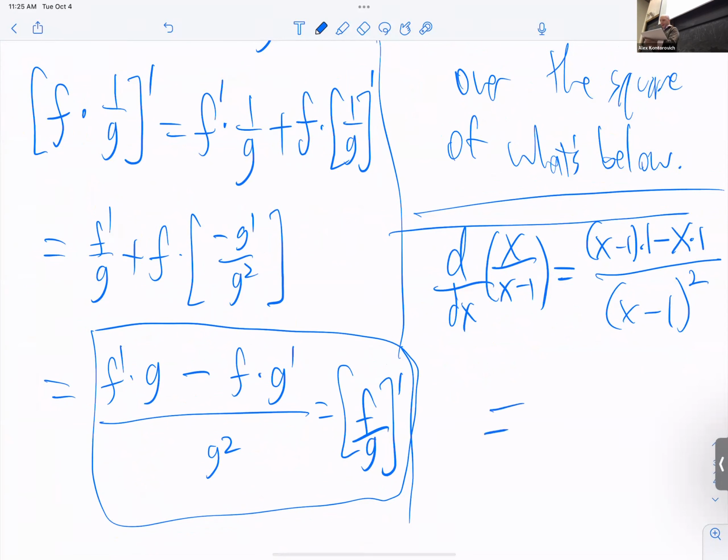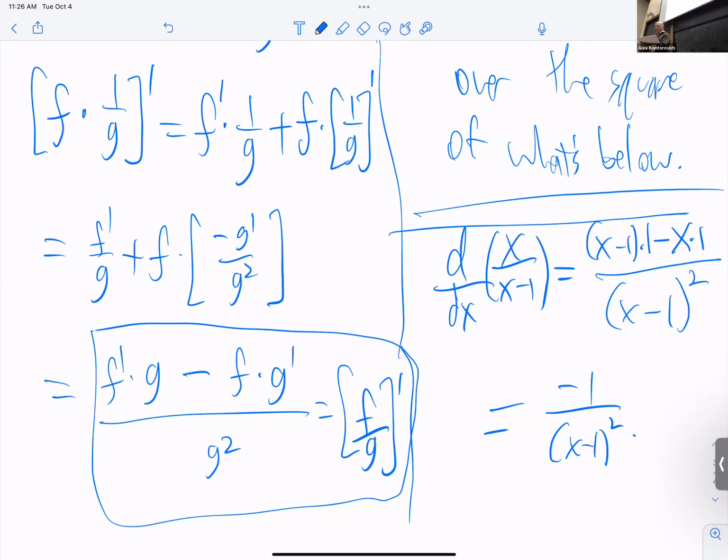All right. So I get an x minus an x and a negative 1. So I get a negative 1 over x minus 1 squared. And hopefully that is what we got last time the long way, meaning from the definition. That's why these are shortcuts, right? These rules, they make your life easier.